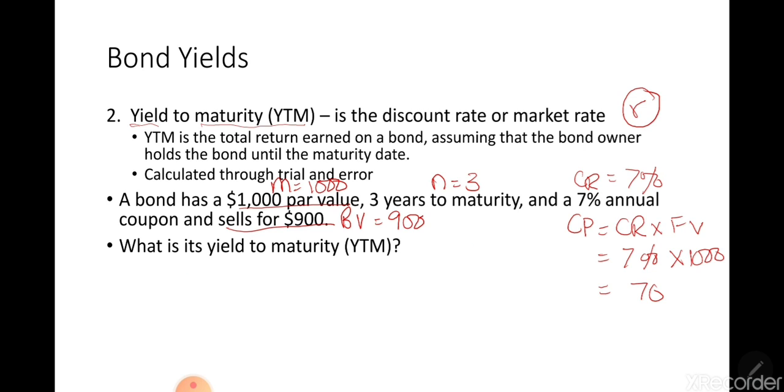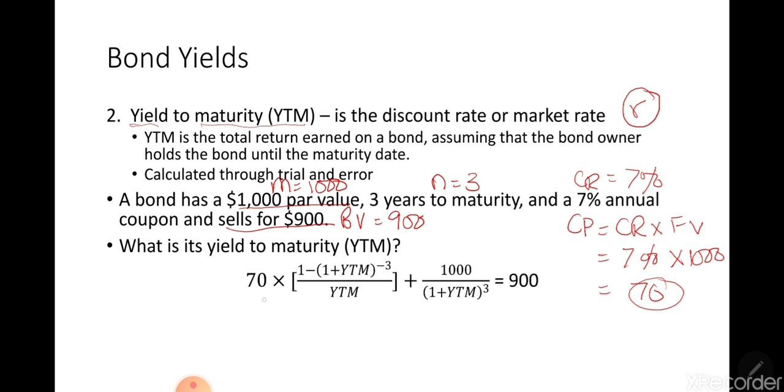So for that you're going to write down the equation. You're going to put everything in the bond valuation formula. The coupon payment is 70. So we have 70 over here. We do not know what the R is, so we have YTM at all three places. N is 3, so we have 3, and the maturity value, par value, is 1000. This should equal the bond value, which is 900. Now the trial and error approach means that you will have to plug in different interest rates to find out where your answer equals 900.